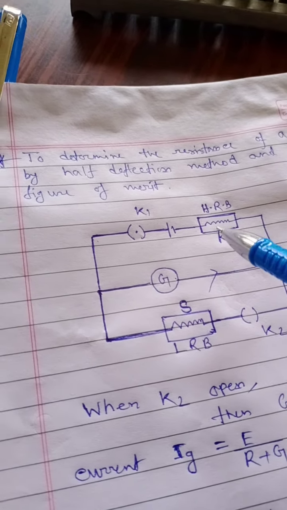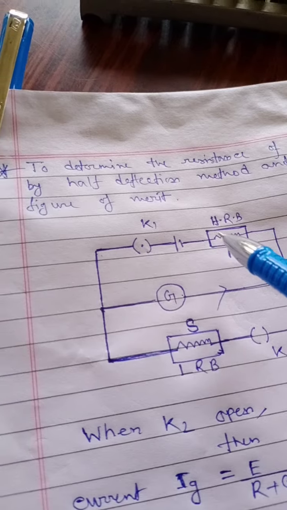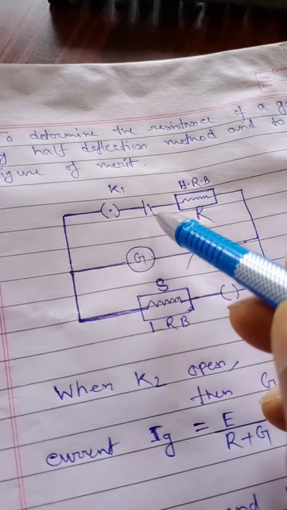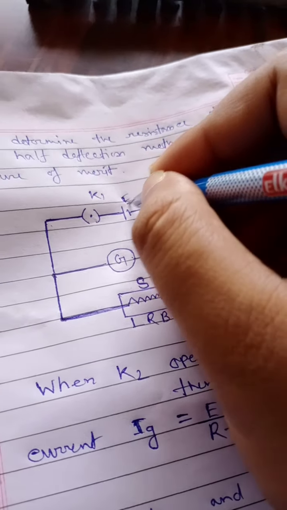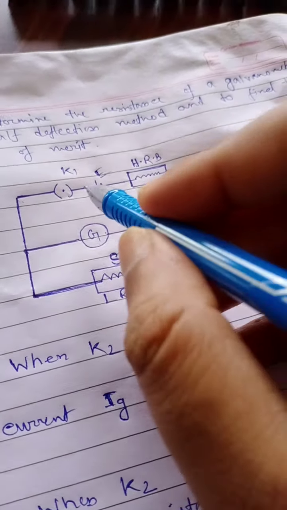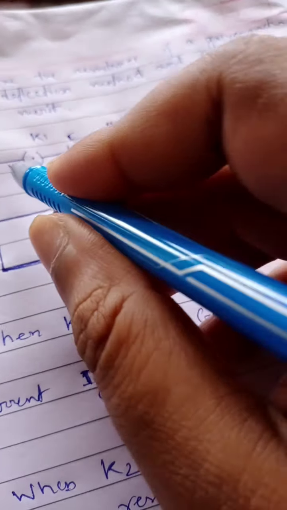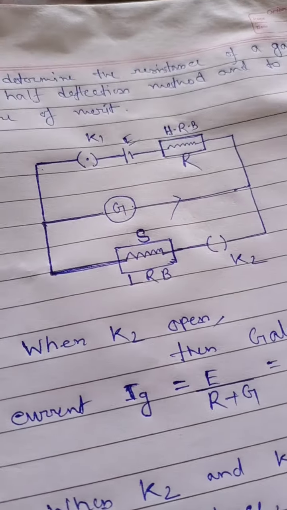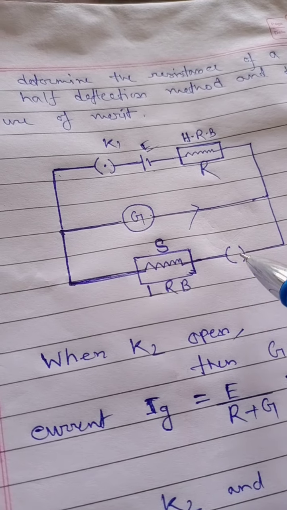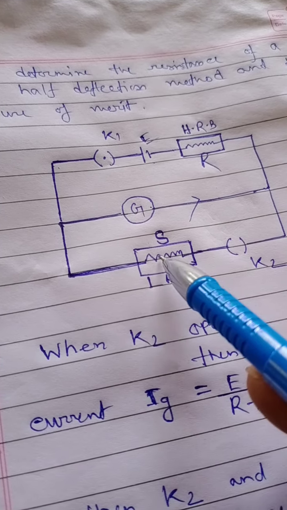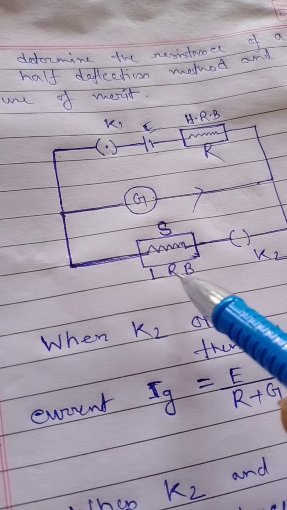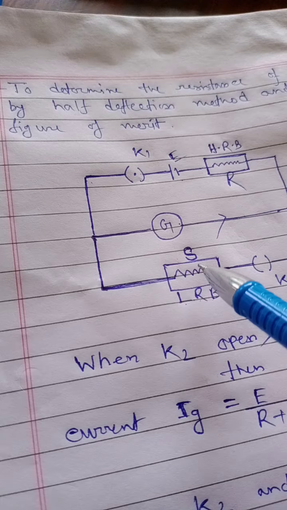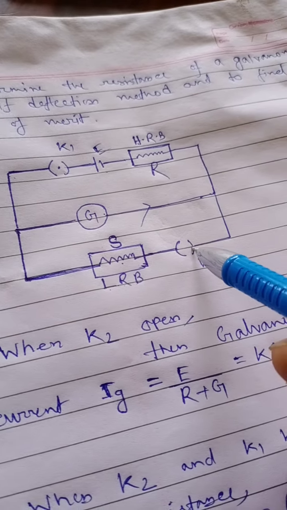How is the circuit connected here? This is the high resistance box. There will be one battery eliminator of EMF, suppose E, and one key K1. With this the galvanometer is connected. Then this is the shunt resistance S. This low resistance box will be connected in the practical circuit, and this is connected with the galvanometer in such a way, and another key will be there.